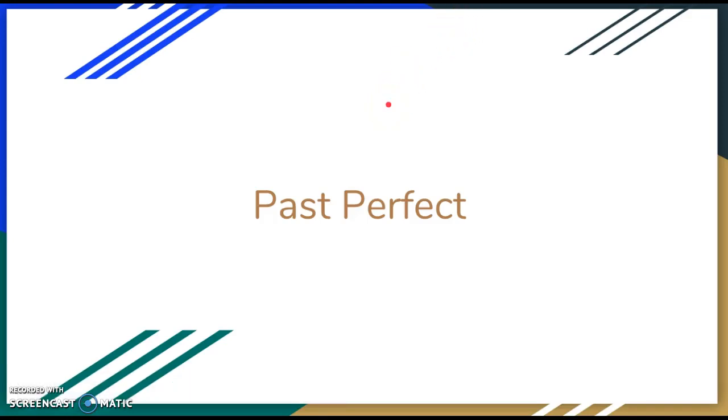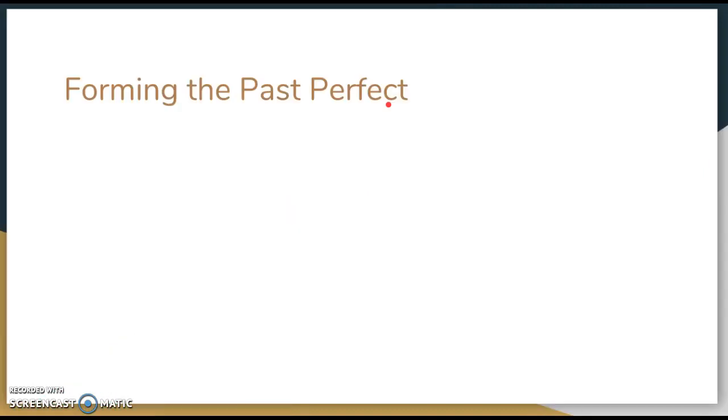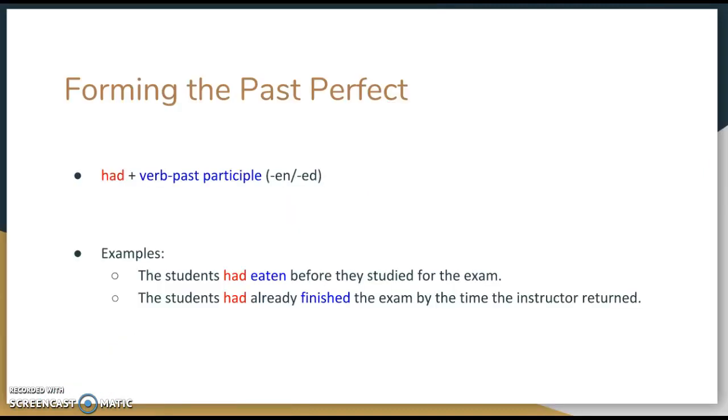In this short video, we'll be discussing past perfect tense. To form the past perfect tense, we use had plus the verb in the past participle form. So for example, the students had eaten before they studied for the exam. We have the past perfect form right here, had plus the past participle form of the verb eaten.